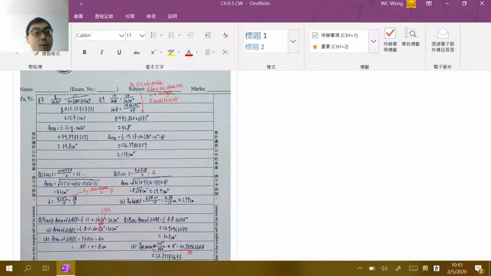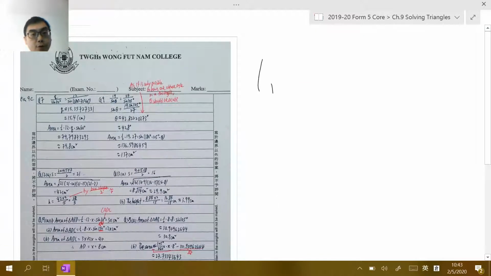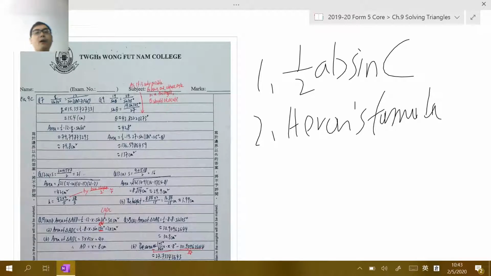For example, if you still remember when we talked about the area of a triangle, we have two things. The first one is 1/2 ab sine C, and the second one is Heron's formula. You can choose either one to find the area, depending on what information you have. If you want to use 1/2 ab sine C, make sure you have two sides and one included angle, the SAS form. For Heron's formula, you should have all three sides known.